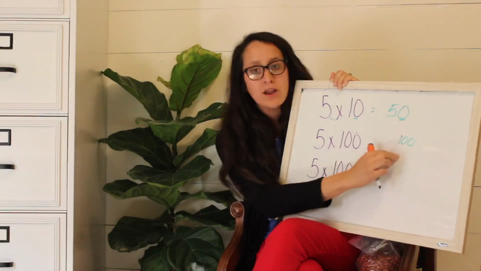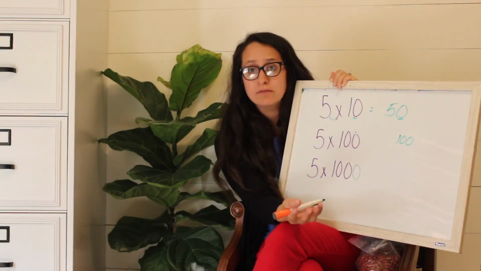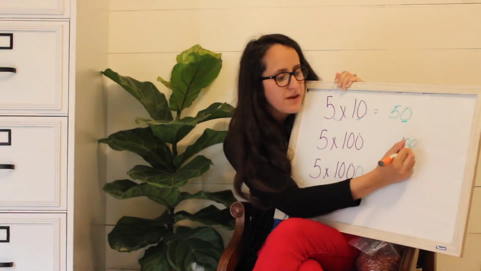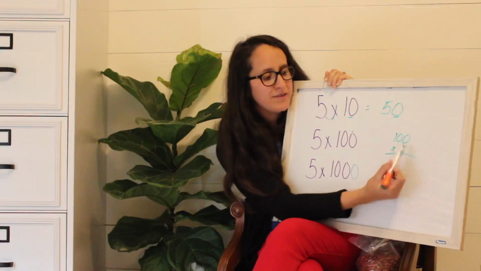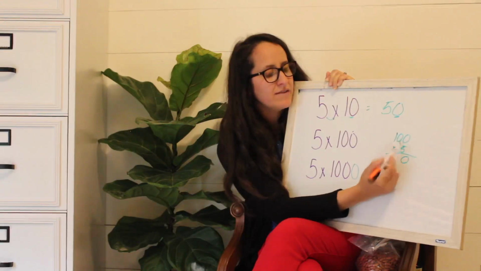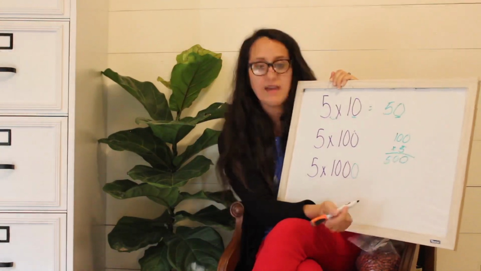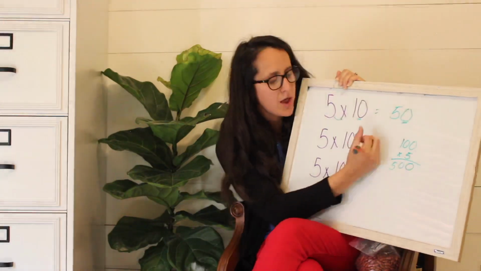So we have 100, and you could just multiply it out like you do any other multiplication, times 5. So we would say 5 times 0 is 0, 5 times 0 is 0, and 5 times 1 is 5. And we would get 500.